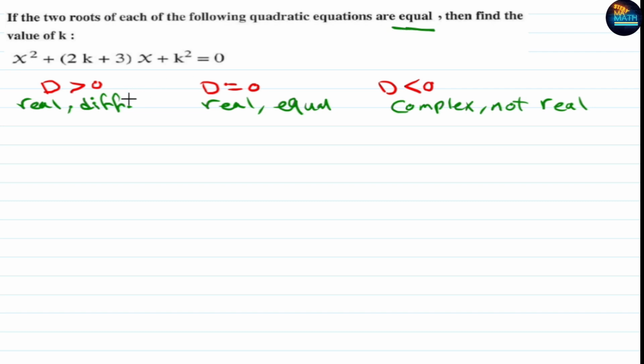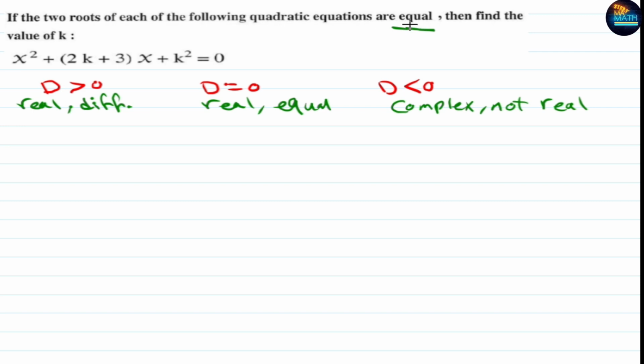Let's remember the cases of the discriminant. Here the discriminant is greater than 0. You remember, if the discriminant is greater than 0, then you have two roots. The two roots are real and different. And here, if the discriminant is equal to 0, that means real and equal. And if the discriminant is smaller than 0, that means complex but not real.